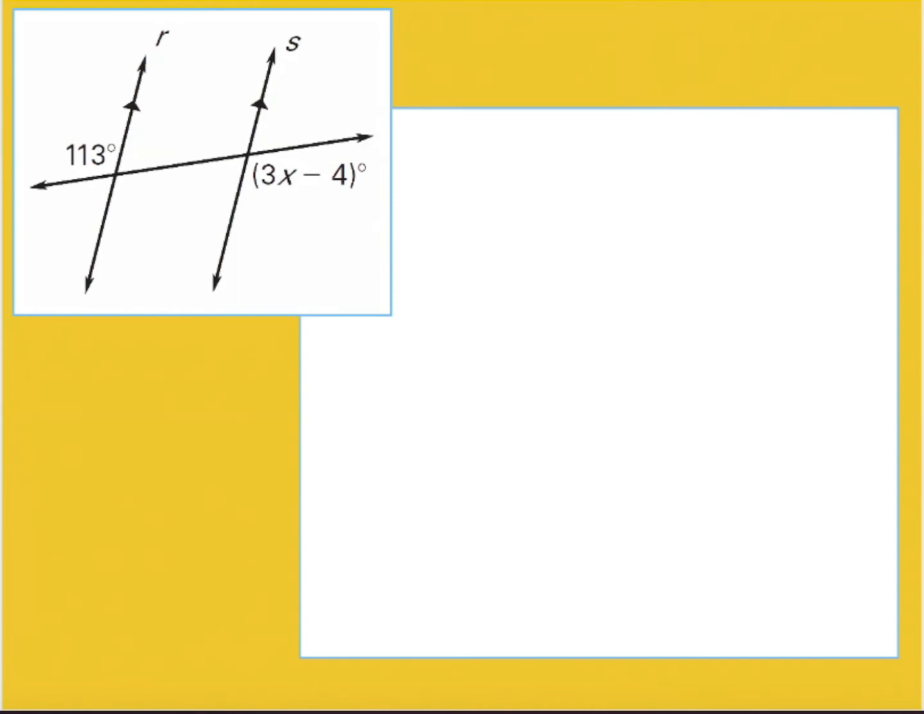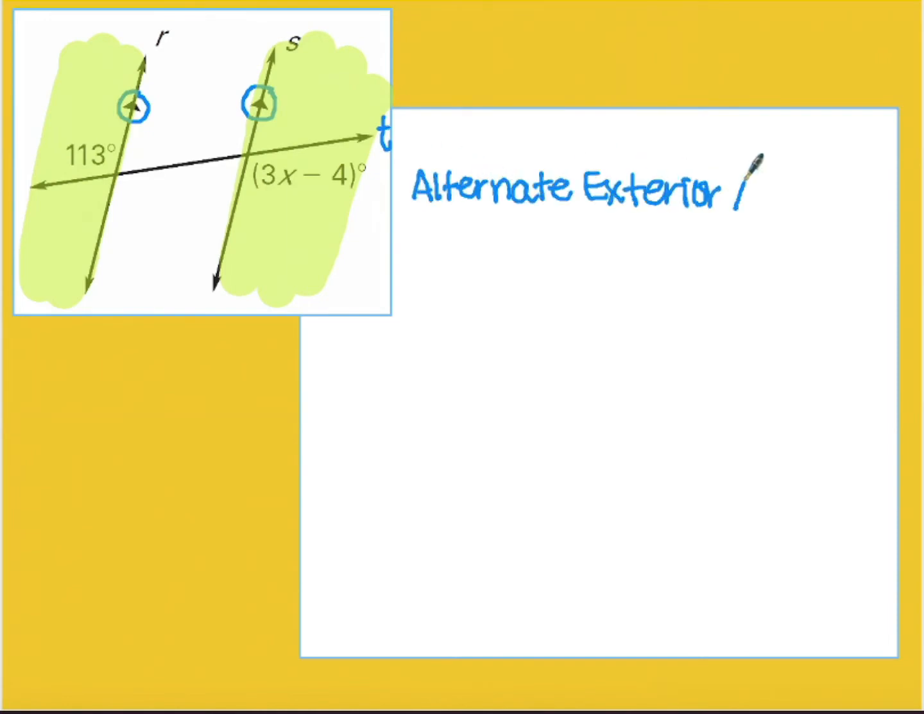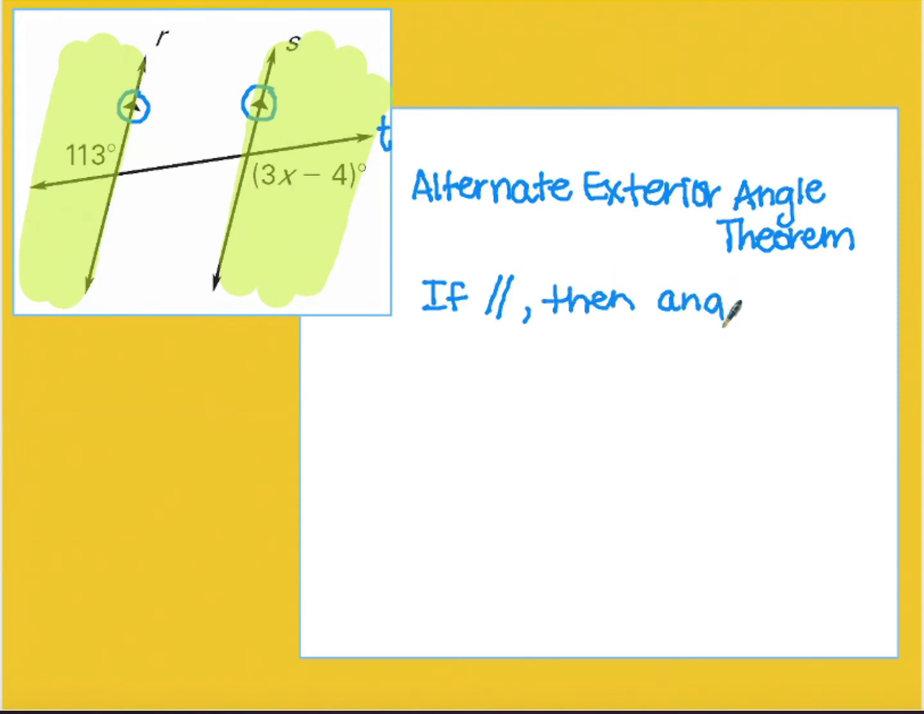Here's a fun little algebra problem that will use one of those theorems or postulates. I see those parallel lines. That's the first thing you're always going to want to look for. And then what types of angles are marked here? Well, they're both on the exterior, and they're on opposite sides of this transversal. So those would be alternate exterior angles. And what does the alternate exterior angle theorem say? It says that if we have those parallel lines, then those angles are congruent.